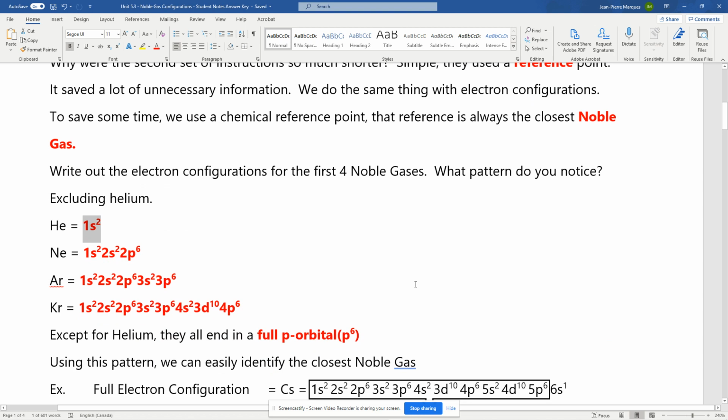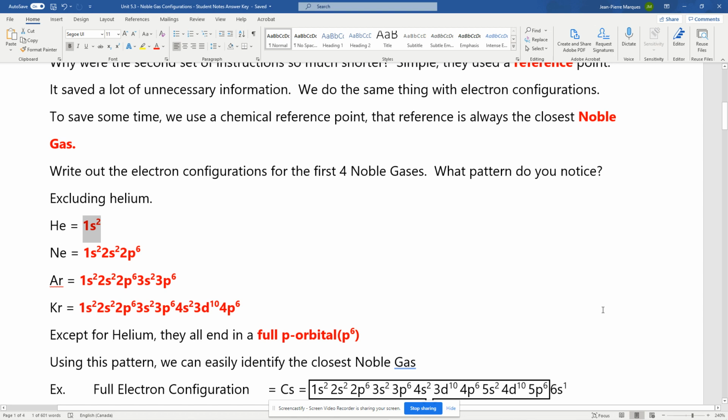For example, here's the full electron configuration for cesium: 1s2, 2s2, 2p6, 3s2, 3p6, 4s2, 3d10, 4p6, 5s2, 4d10, 5p6, 6s1. And then I say to you, write the noble gas configuration for this. Well, a noble gas configuration simply utilizes, again, the closest noble gas in this electron configuration. So what you do is you hunt for a noble gas.